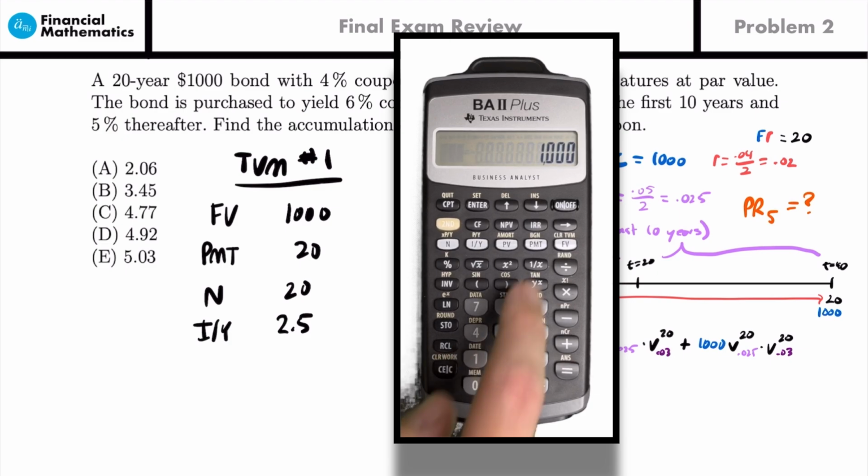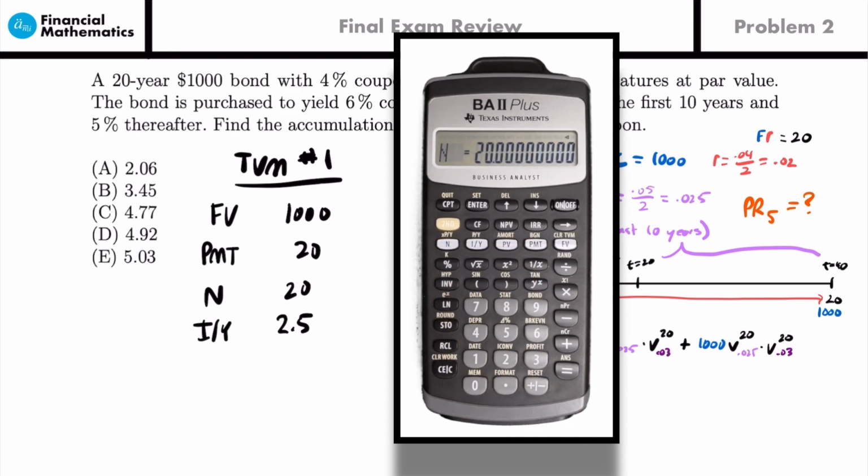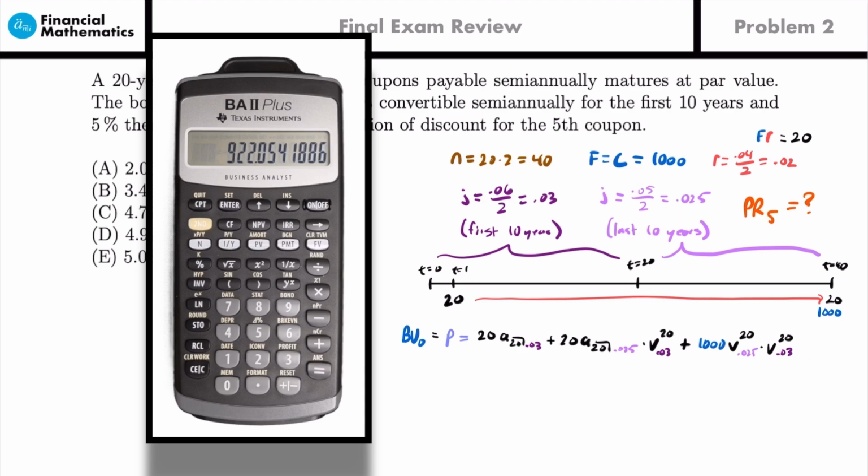We have 1,000 for the future value, we have $20 coupons, we have 20 of those coupons, and a 2.5% interest rate. Now what you want to do is compute the present value, and that will give you the price at time 20. All right, so I'm going to hit compute present value. Now, it comes out as negative, that's fine. You can just make it positive. That's the right answer. That is the price of this bond at time 20. And that is now actually going to act as our redemption value when we calculate the price at time 0 using the first 10 years of coupon payments. Okay, so this was our first TVM calculation.